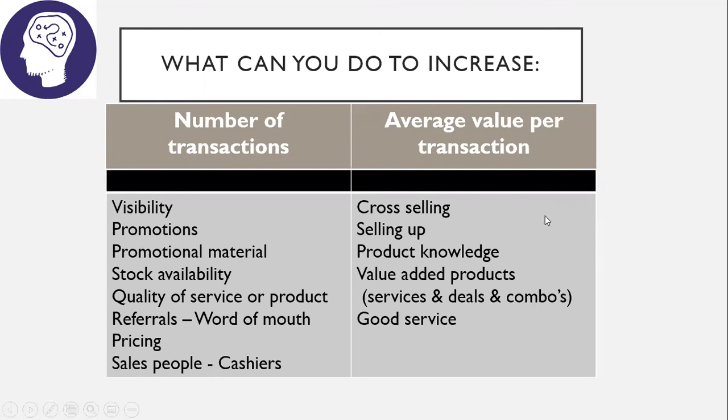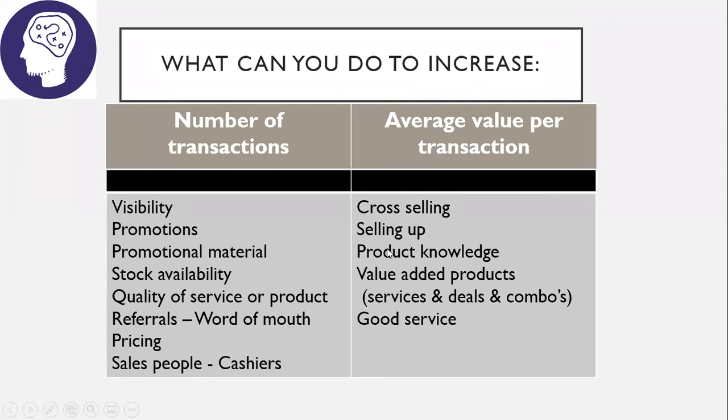And then your average transaction value, you can increase through cross-selling. Cross-selling means something that goes with something. So if you sell a geyser, maybe you've also got a geyser cover or a blanket that you put over the geyser. Something that goes with something. Selling up is basically what it says, selling something bigger than what the person wanted to buy, or a higher quality that costs more.